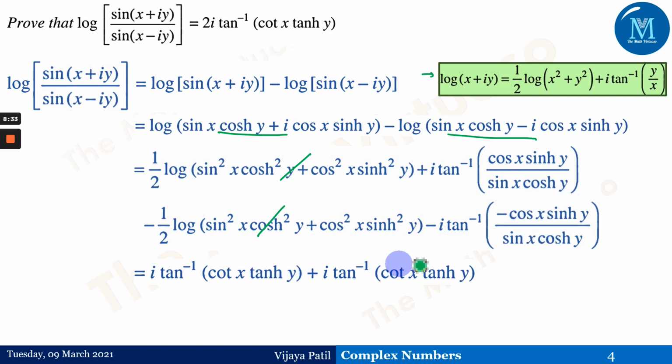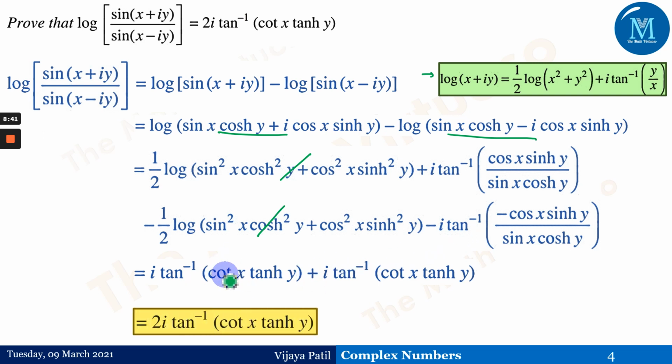Similarly for the other term, because it's a minus here, this minus will come out of the bracket because of the tan inverse, and we'll be getting it here as plus. After getting it, if you observe here, we have got both of them equal, and therefore the addition will happen, which equals 2i tan inverse of cot x tan hyperbolic y.